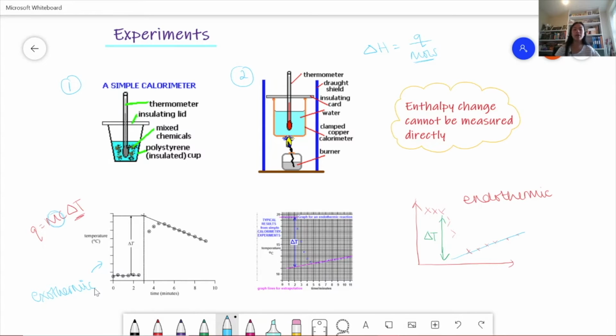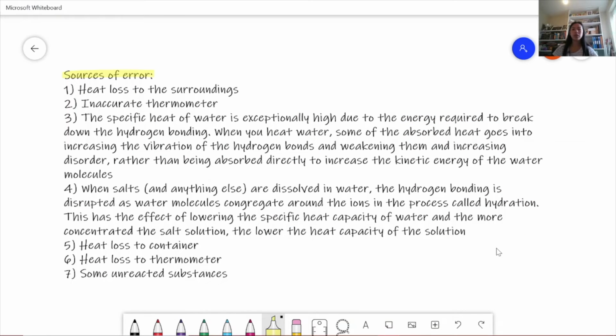One thing to note is that enthalpy change cannot be measured directly, so we always have to measure the temperature and then use this equation and then this equation to find the enthalpy change. Now we're going to discuss some sources of error. So there's actually quite a lot of error when we do these kind of calorimetry experiments, because lots of the heat is actually lost. So the delta T that we calculate is actually quite inaccurate. So the first error is heat loss to the surroundings. So basically the heat hasn't all gone to the water to heat the water up, it's gone into the surroundings as well.